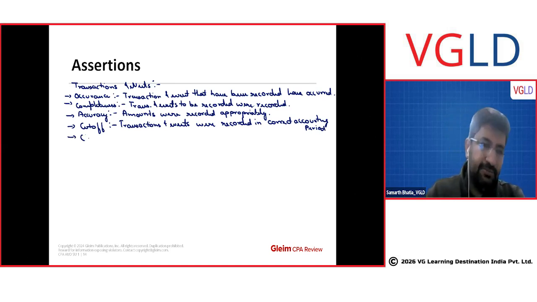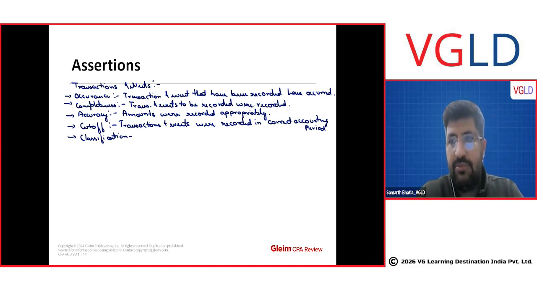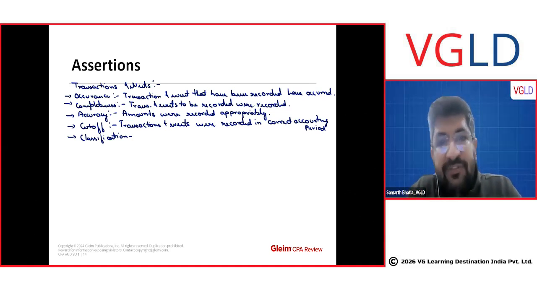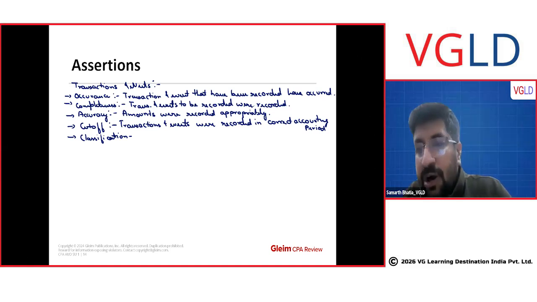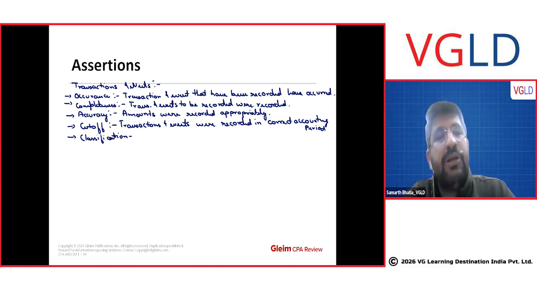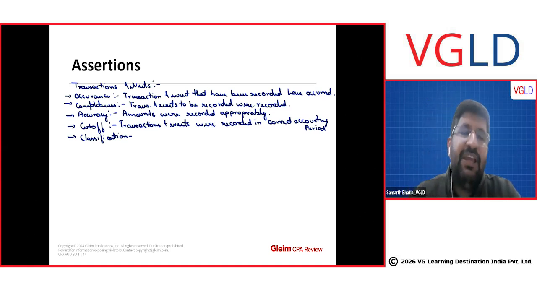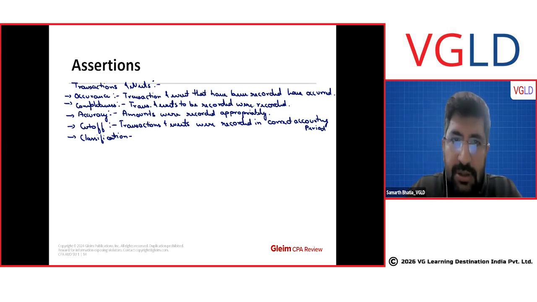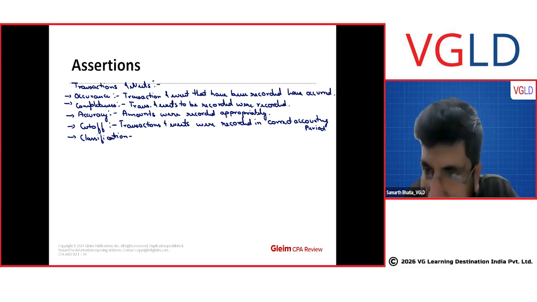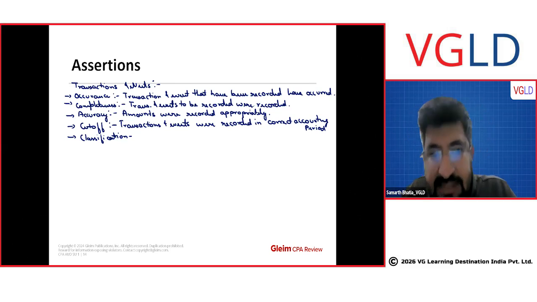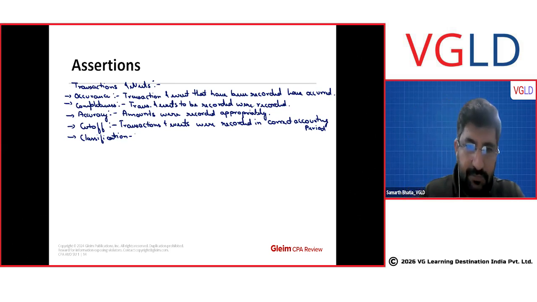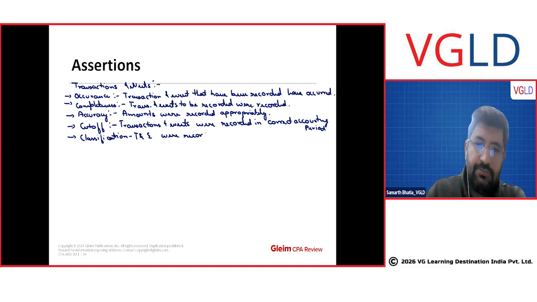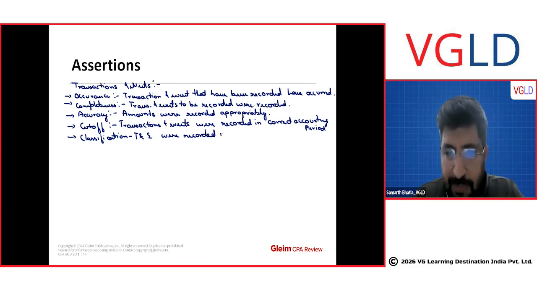Next is classification. Classification means whenever transactions and events are recorded, they must be recorded in the proper accounts. Like if any sales we have done on credit, it should be recorded in the appropriate debtors account. It should not be affecting the cash account of the company. So that is the classification. Transactions and events were recorded in proper accounts.